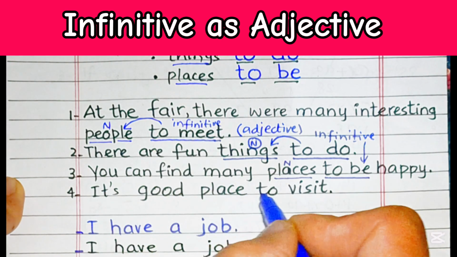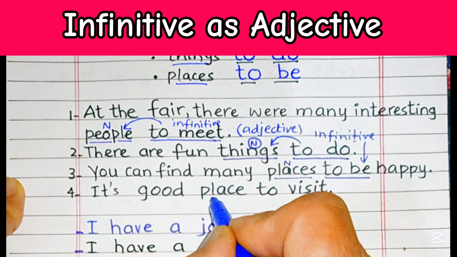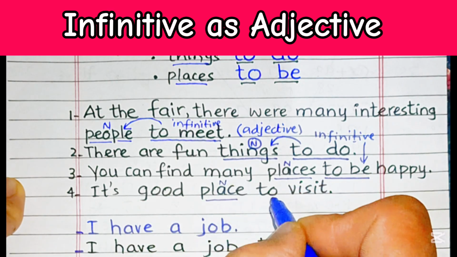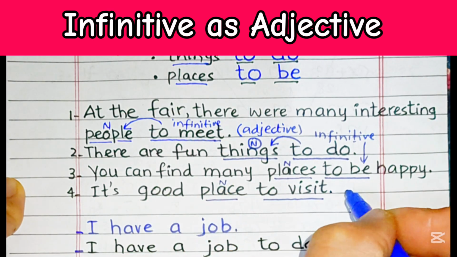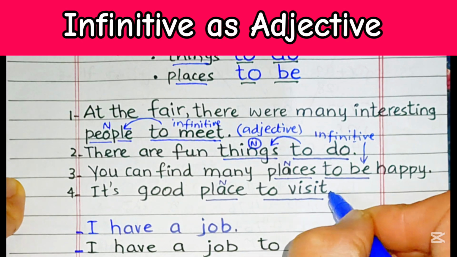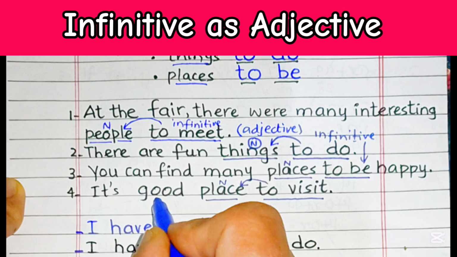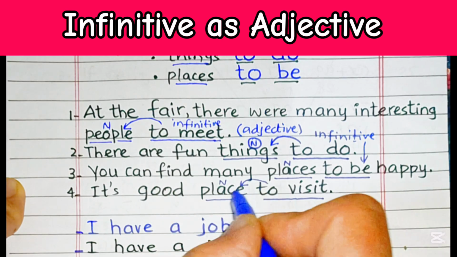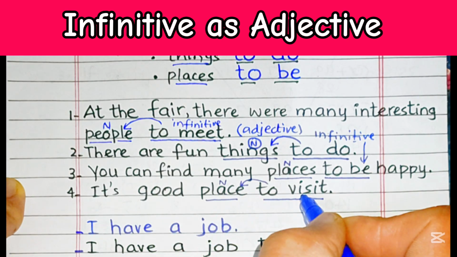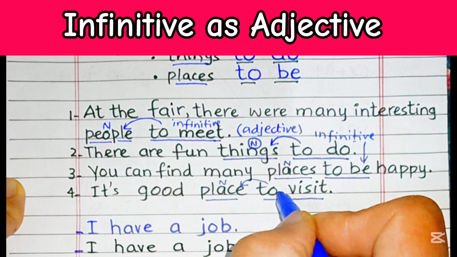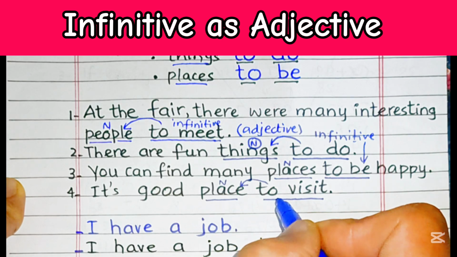It's a good place to visit. So over here the word place is a noun and to visit is an infinitive. So this infinitive is actually modifying the word place. It's a good place to visit. So again, to visit is an infinitive that modifies the noun. So this infinitive is being used as an adjective.